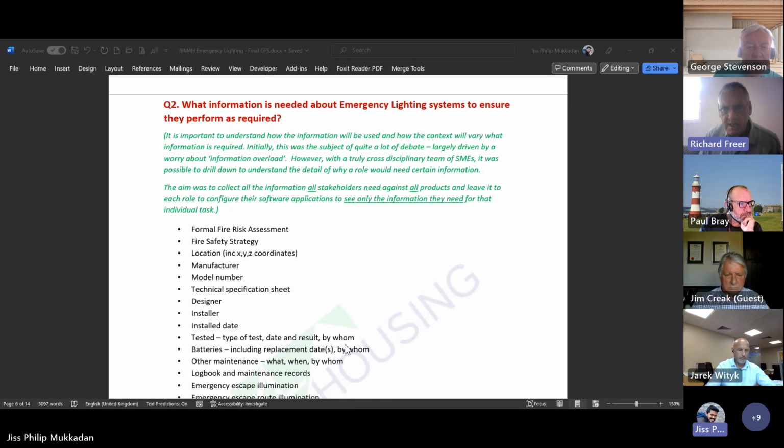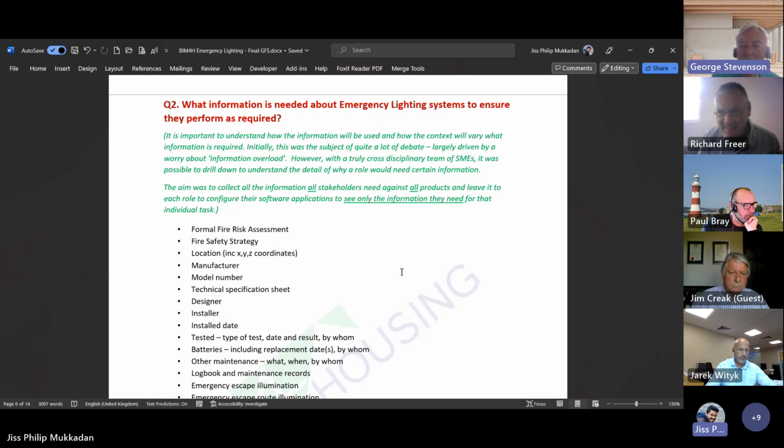What information is needed about emergency lighting systems to ensure they perform as required? Now, George touched on this in his intro. So, do you want to? Yeah, I'll just cover that, Richard, if I may. Yeah, absolutely. I was just introducing you.